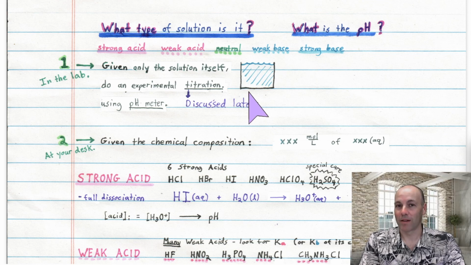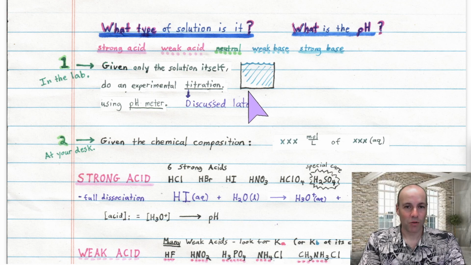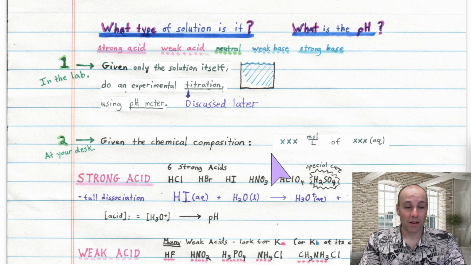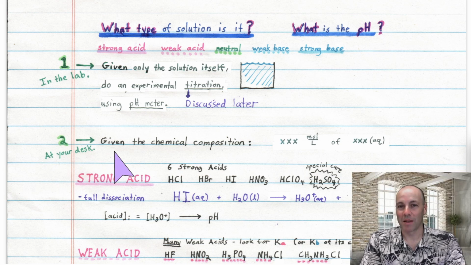the pH as well. If you don't have the solution itself, but you're given the chemical composition, in other words, you're told what the molarity is and what the chemical is, a certain molarity of a certain chemical, then you can sit at your desk and answer the question using the methods that we've discussed in this series.